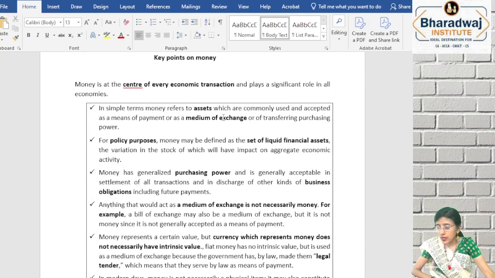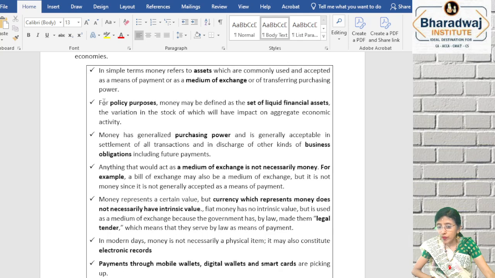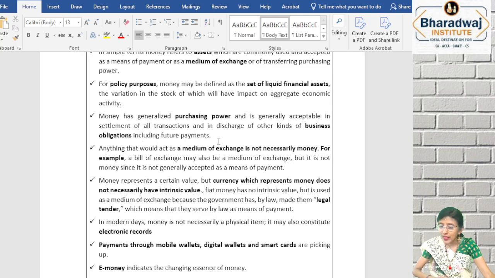What is money? For the purpose of policy, how is it defined? What does money provide us with? Purchasing power. Settlement of business obligations. So, money can be defined only by its functions. We already saw that, isn't it? So, that is what we are beginning with.